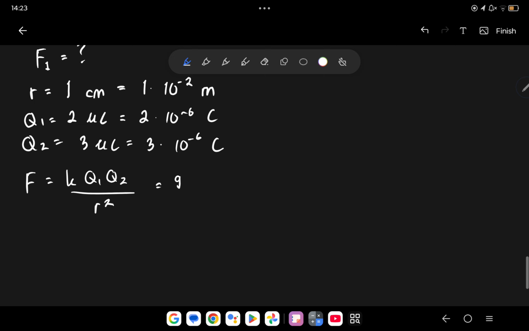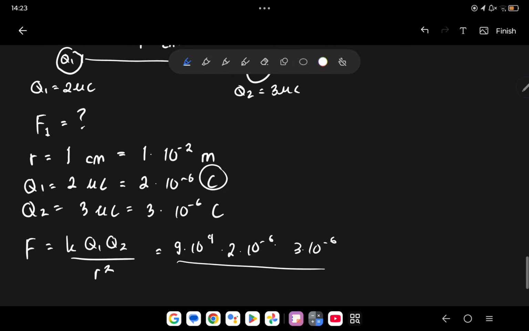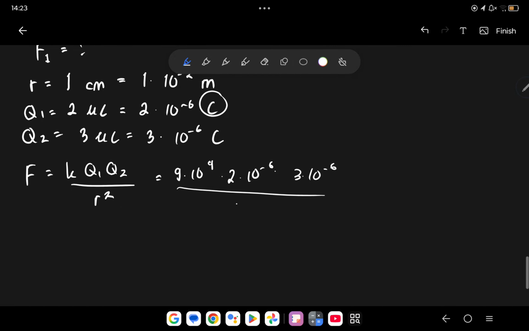k is defined as 9 times 10 to the power of 9. Q1 is 2 times 10 to the power of negative 6. Remember, we need standard units. We don't put in 2 because that's in microcoulombs. We want coulombs, and 2 microcoulombs is equal to 2 times 10 to the power of negative 6. So this is 2 times 10 to the power of negative 6 multiplied by 3 times 10 to the power of negative 6 divided by r squared. So that's 10 to the negative 2, to the power of 2.